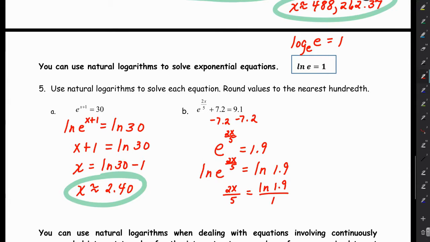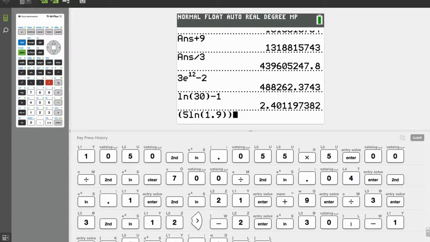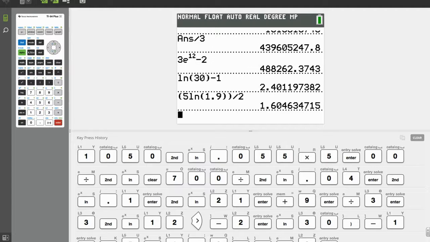All right, so we're going to end up with, I'm going to continue over here, let's say 5 ln 1.9 equals 2x. Divide both sides by 2. And we're going to end up with x equals 5 ln 1.9 divided by 2. And that gives us approximately 1.60.